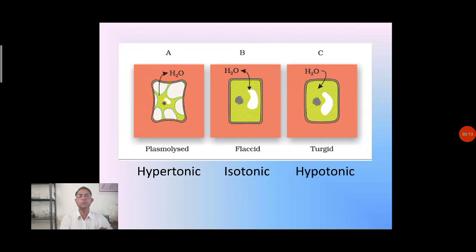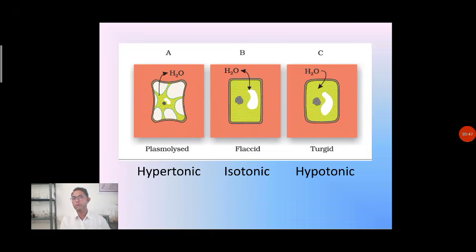So there will be an effect of these solutions on the cell. Now here you can see a hypertonic solution, and in that we have added a cell. After some time, when we observe this cell under the microscope, it looks like the situation given in A, where the water molecules move from the internal side of the cell towards the outer side, so what happens is that the cell becomes plasmolyzed.